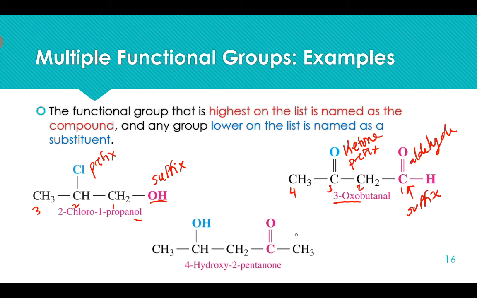For this molecule, we have 1, 2, 3, 4, 5 carbons long. So that's pentane. The ketone is going to be the suffix because it's higher priority than this alcohol. Our ketone is at carbon number 2, so that's 2-pentanone. The alcohol is at carbon number 4, and so that is 4-hydroxy. And so the alcohol becomes hydroxy, and the ketone gets to be the suffix.